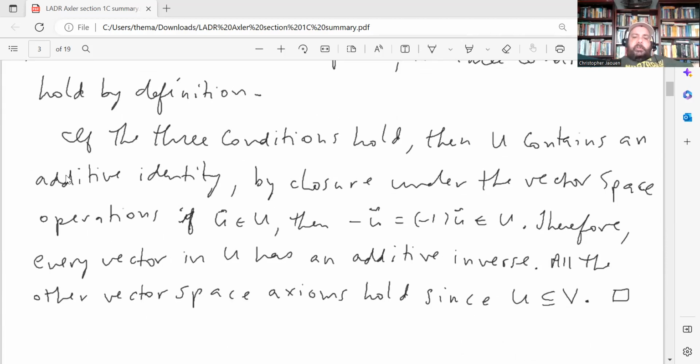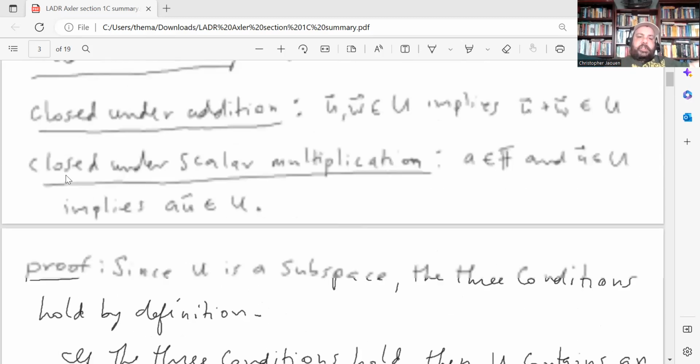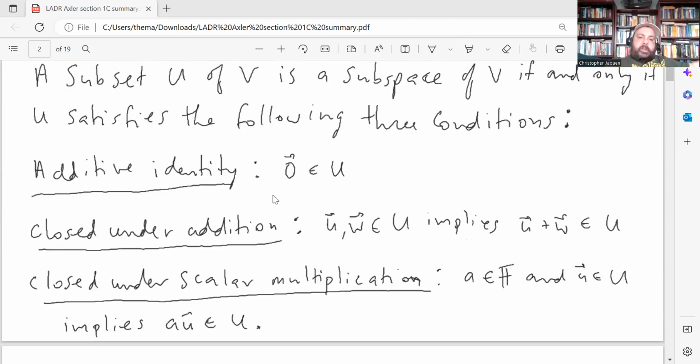Therefore, every vector in U has an additive inverse, and all the other axioms hold, again, like I said a second ago, because the vectors already come from a vector space. So that proves that these conditions are sufficient. So if you want to prove that something is a subspace, all you have to do is show that it satisfies these three conditions.